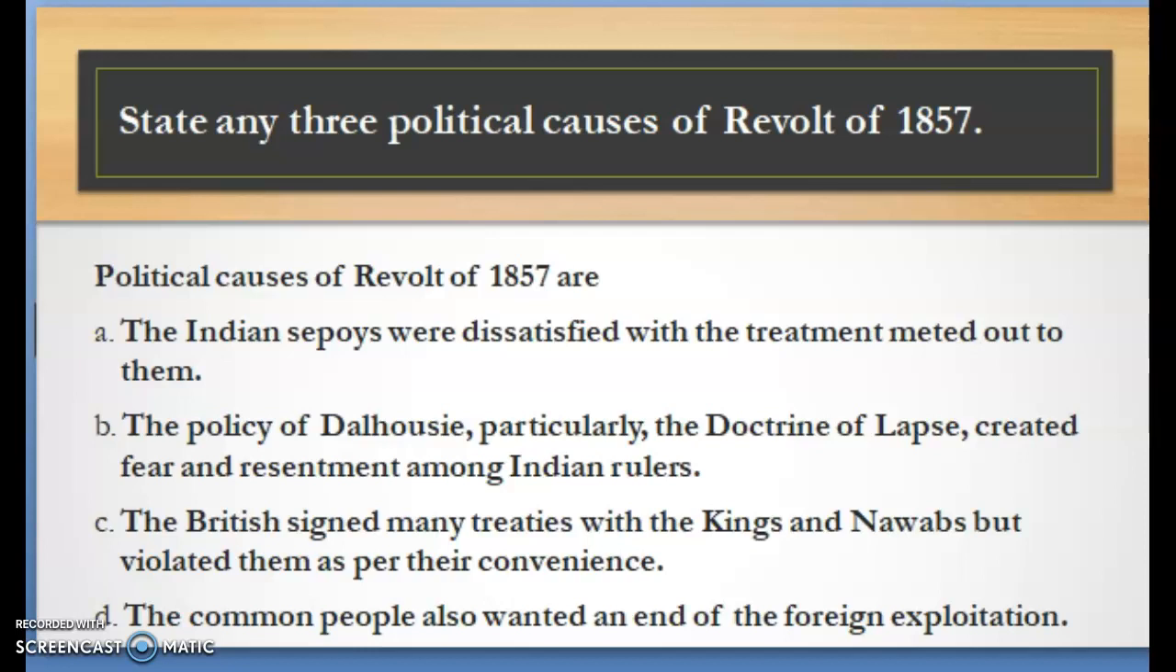The artisans had lost their jobs. The industries and trade had declined. The common labor working in tea farms and elsewhere were getting very low wages and were treated like animals. Due to all these reasons, they also supported the revolt of 1857.